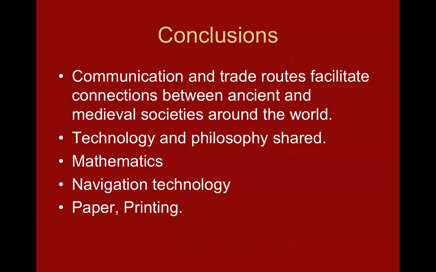So what kind of conclusions can we make in these 2 videos on world trade, communication, etc.? Well, communication and trade routes facilitate connections between ancient and medieval societies around the world. These communication and trade routes help to preserve knowledge and share knowledge of technology, science throughout the globe. So technology and philosophy shared. Mathematics in particular, a big issue, right? We could not move forward from Pythagorean math without the Muslims in Baghdad, without their connections to the Indians, working on different mathematical concepts themselves.